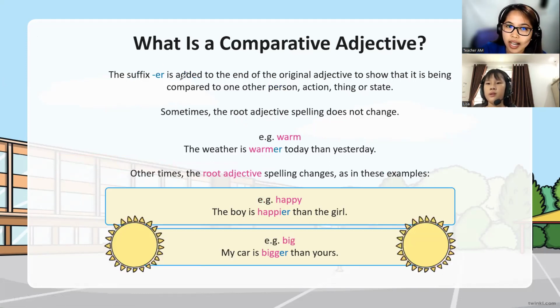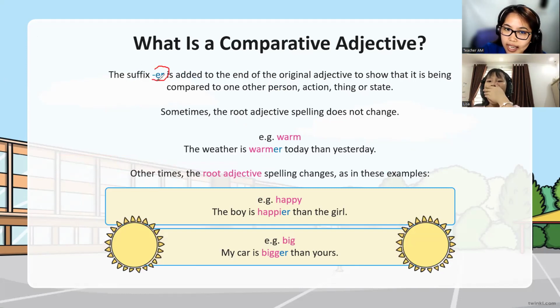Now let's take a look at this one. Here, er is added to the end of the base form of the adjective to show that it is compared to another person or another noun. Sometimes the root adjective spelling does not change. This is an example, warm. We just add er. The weather is warmer today than yesterday. So what are the things that we compare? Today and yesterday.